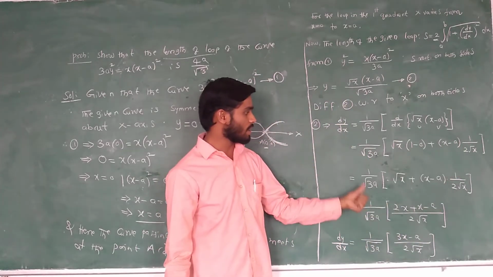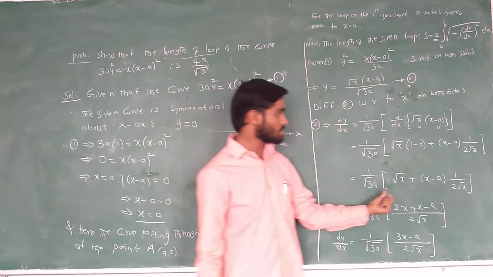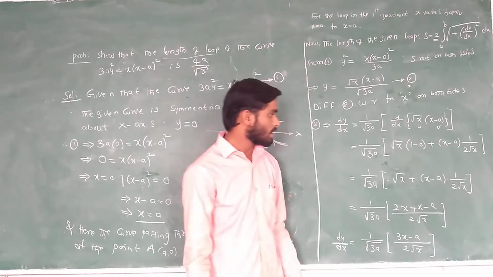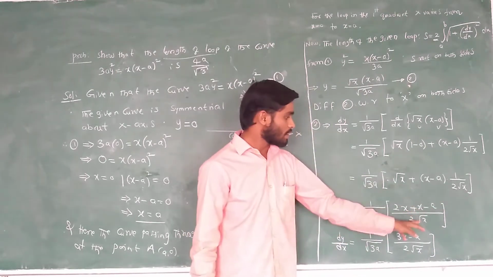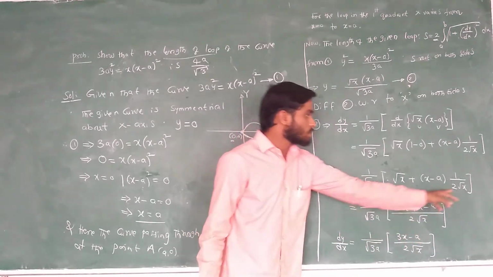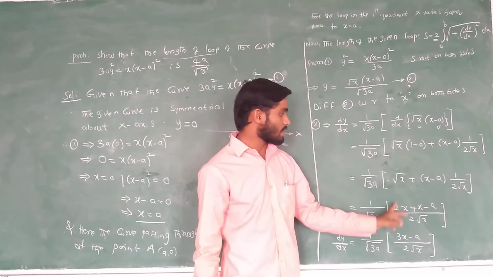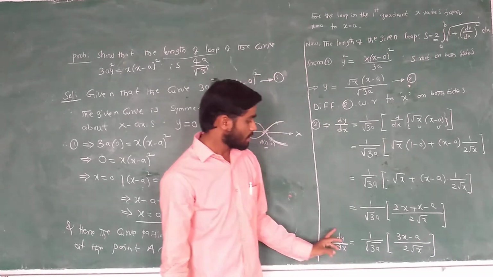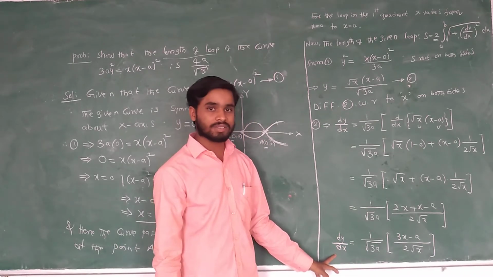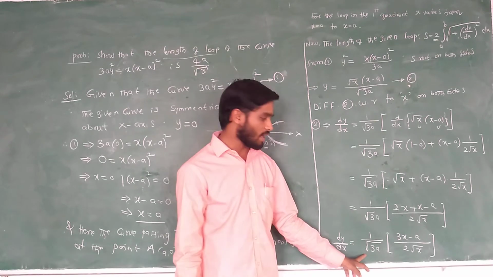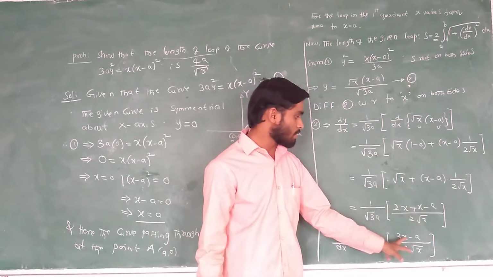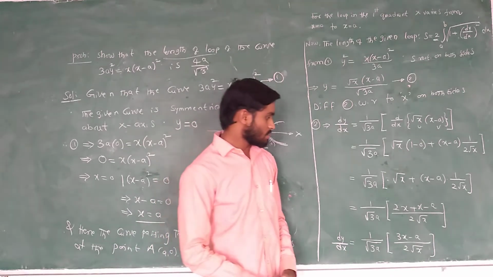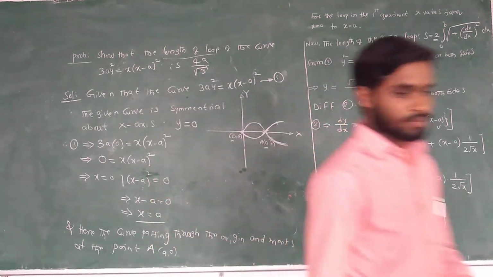Simplify this equation. You will get 1/√(3a) times [√x + (x − a)·1/(2√x)]. Take the LCM, which will be 2√x, giving 2x + x − a. Simplifying again, dy/dx = 1/√(3a) times (3x − a)/(2√x). Okay? One minute, we will continue.